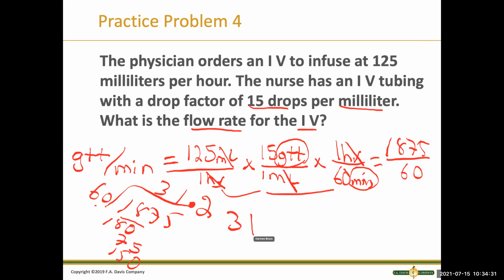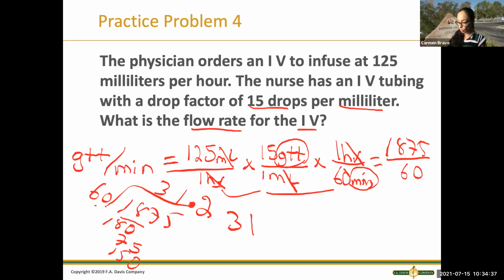So if that was like a 6, would that be 32? Exactly. If it was a 0.6, then I will go to a 32, unless it's a pediatric patient. If it's a pediatric patient, you round down, you don't round up. That's the only exception on peds patients. So right here, I have 31 drops per minute.